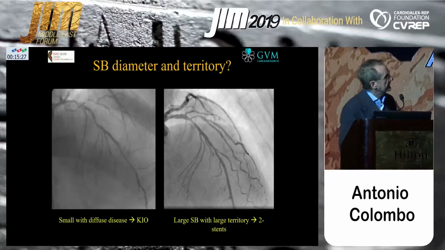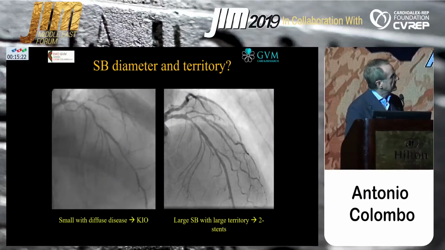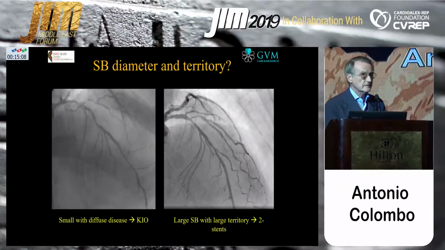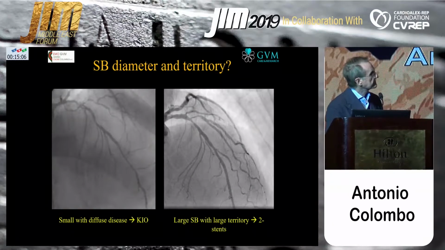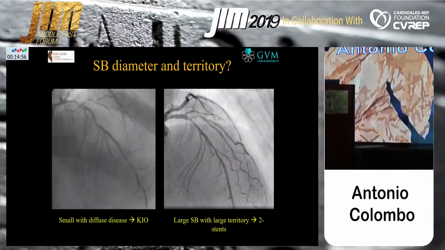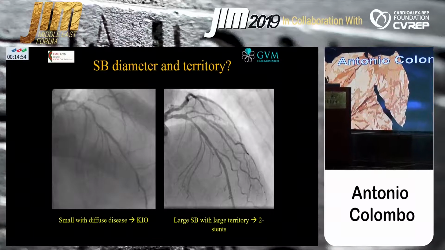This is another example. LAD, this side branch. What do you do on this side branch? Yeah. So I think with this angle, it's quite big, why not 2 stents? But this one is very, very small.